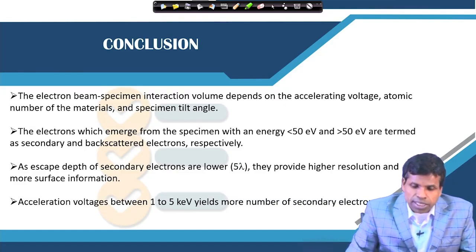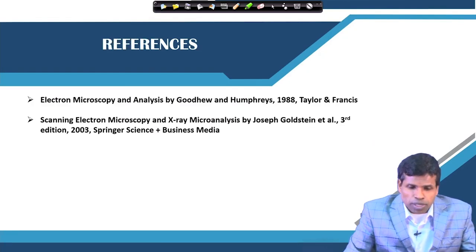The escape depth of the secondary electrons is small, in the range of 5 lambda, and they provide much higher resolution because they escape near the surface. An acceleration voltage between 1 to 5 kilo electron volts yields more secondary electrons, and is therefore suitable for high resolution imaging. So, this is the importance of secondary electrons and backscattered electrons in microscopy. More details you can find in these books on scanning electron microscopy.